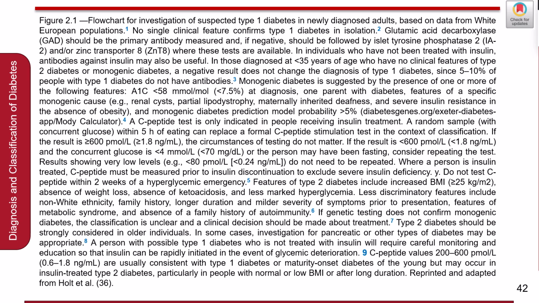If genetic testing does not confirm monogenic diabetes, the classification is unclear and a clinical decision should be made about treatment. Type 2 diabetes should be strongly considered in older individuals. In some cases, investigation for pancreatic or other types of diabetes may be appropriate. A person with possible type 1 diabetes who is not treated with insulin will require careful monitoring and education so that insulin can be rapidly initiated in the event of glycemic deterioration. C-peptide values 200 to 600 picomoles per liter, 0.6 to 1.8 nanograms per milliliter, are usually consistent with type 1 diabetes or maturity-onset diabetes of the young, but may occur in insulin-treated type 2 diabetes, particularly in people with normal or low BMI or after long duration. Reprinted and adapted from Holt and colleagues.